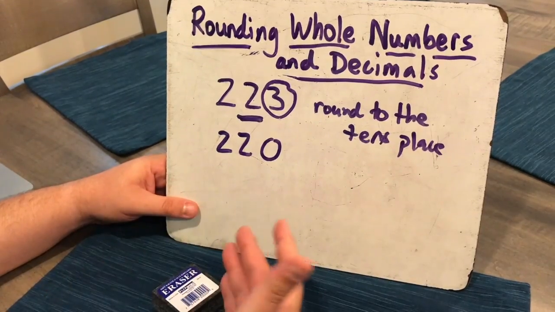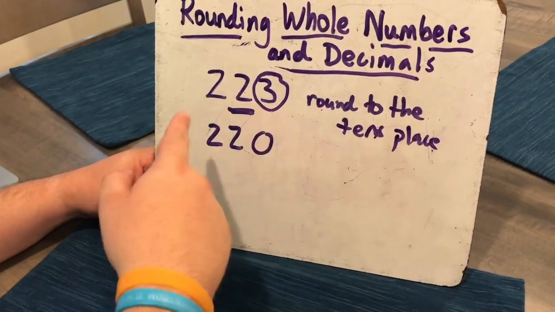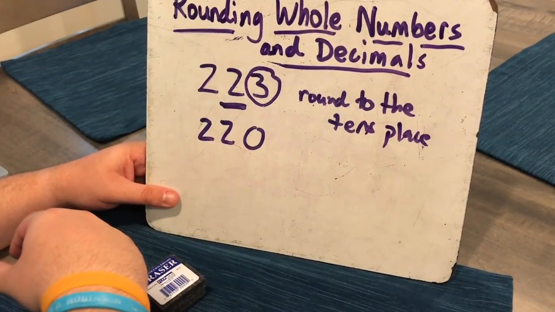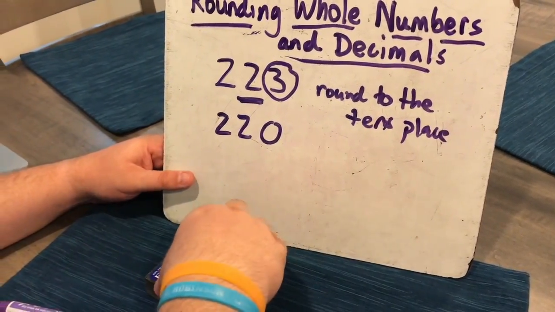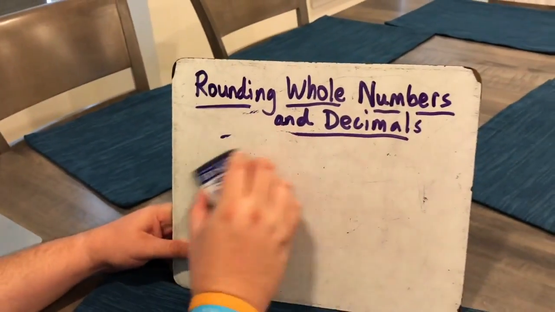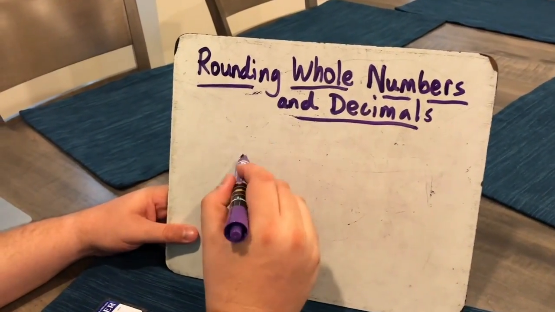Okay, so it doesn't matter how big the number is, you always round to whatever place it's talking about: underline it, circle the number next door, and then 5 and above, give it a shove, 4 and below, let it go. Now for decimals, it's very similar. The whole process is the same, except our places are a little bit different.